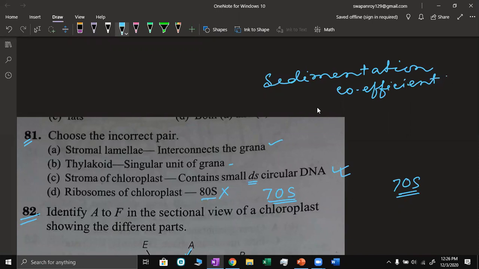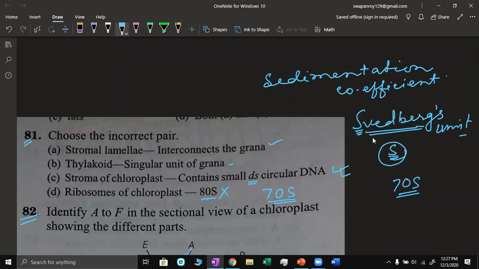And this is also known as Svedberg's unit. Okay. So for that also you can say S. All right. Svedberg was the scientist who actually determined this S value. He started these things. Okay, this one is the sedimentation coefficient.